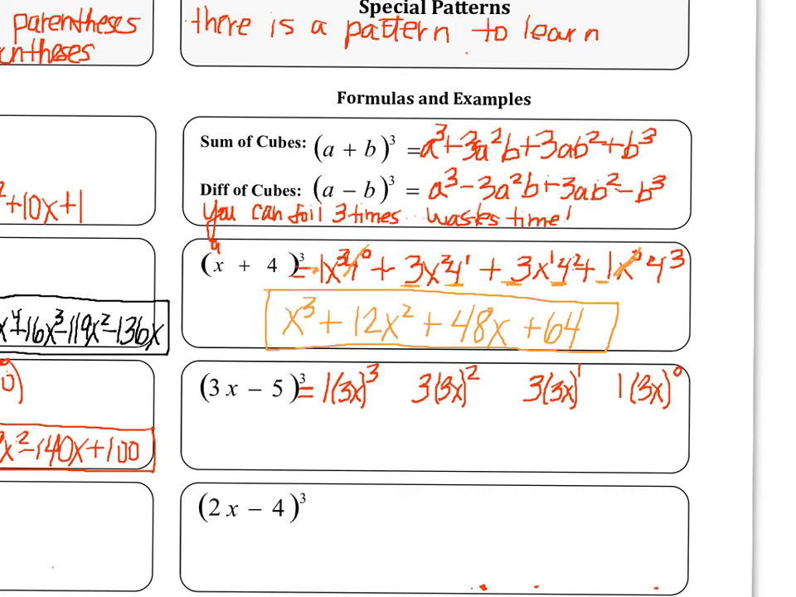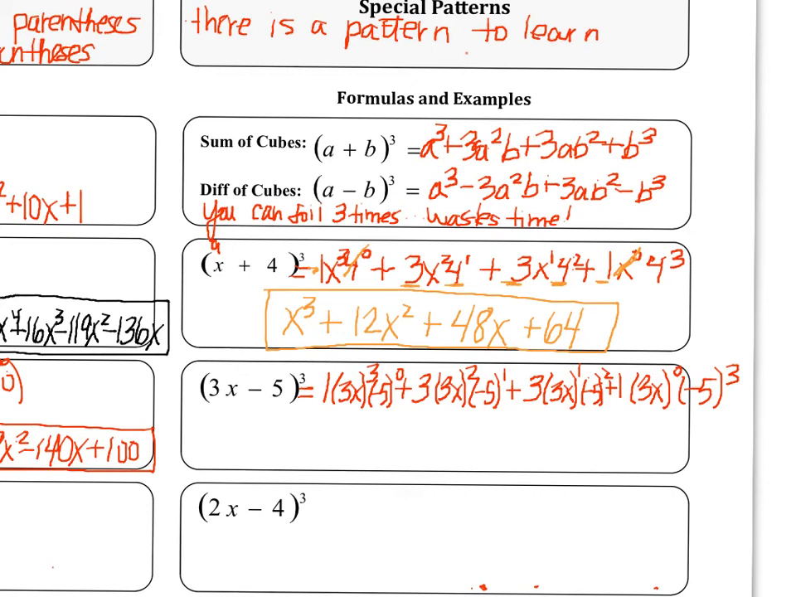Now I'm going to take my b, and that's negative 5, and I'm going to start at the 0 power and work my way up. So I've got negative 5 to the 0, and I'm going to separate those with a plus. Negative 5 to the first, separate it with a plus. Negative 5 to the second, separate it with a plus, and then negative 5 to the third power. Now we're going to simplify.